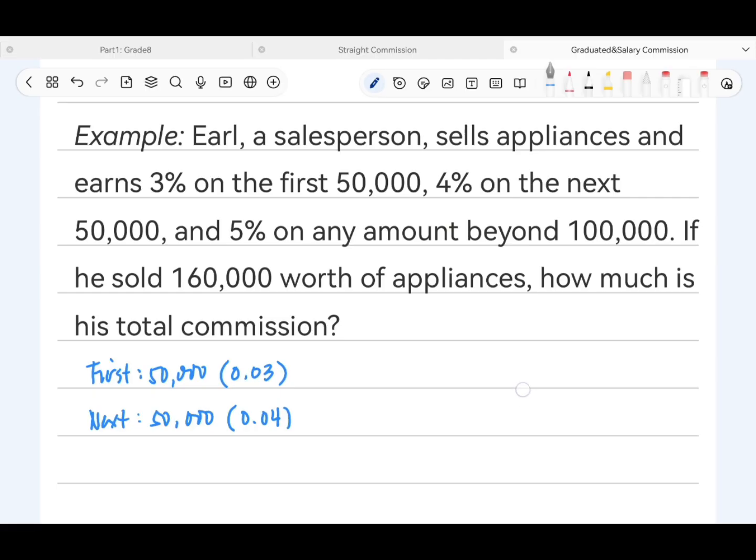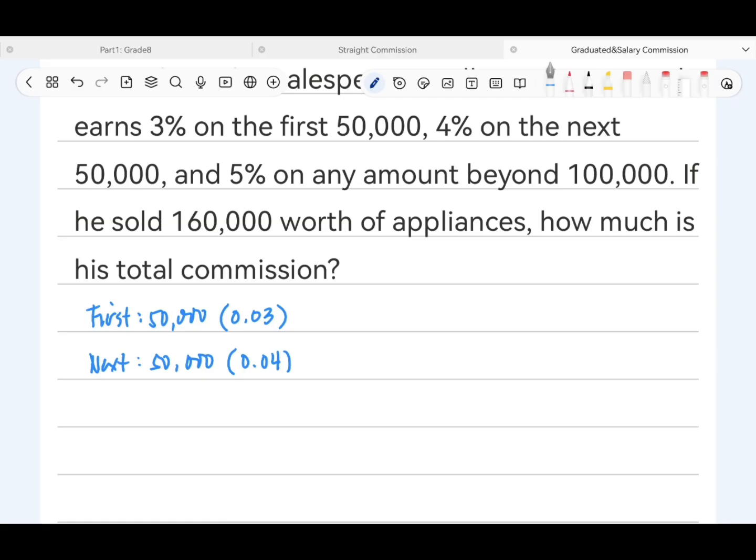Okay. And then for the remaining amount, so we have 60,000. Okay, we have here 60,000 times 5%, that is equivalent to 0.05. Okay? Where did I get 60,000? So, di ba, from the first, we have here 50,000 followed by 50,000. So, that is equivalent to 100,000. So, since he sold 160,000, so therefore, may remaining money pa siya na 60,000, which is this one.